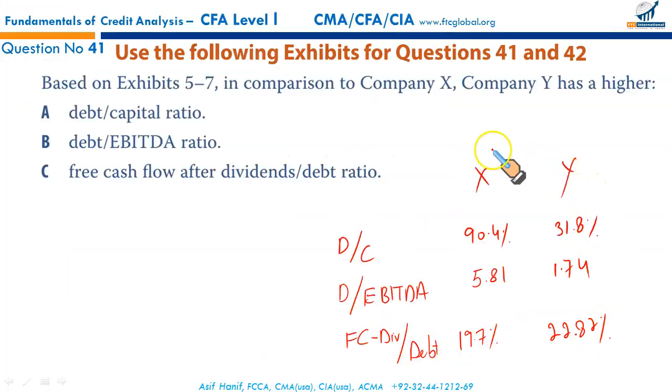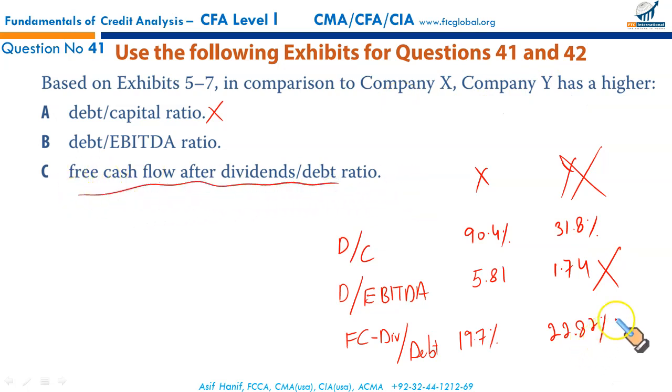Now these are the summary results. Based on the exhibit 5.7, in comparison to company X, company Y has a higher debt to capital ratio. No, company Y has lower. A is wrong. Company Y has a higher debt to EBITDA. No, it's lower. Company Y has a higher free cash flow after dividends to debt ratio. Yes, that's the correct option, 22.8. So that makes C our correct option.